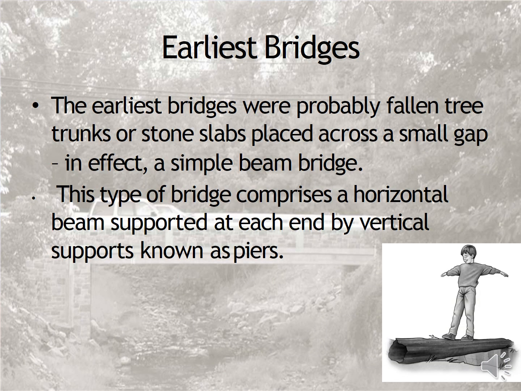The earliest forms of bridges were probably fallen trees, trunks, and stone slabs placed across small gaps. In effect, it forms a simple beam bridge. This simple beam bridge comprises a horizontal beam supported at each end by vertical supports. We call that a pier. So, this part we call a pier.